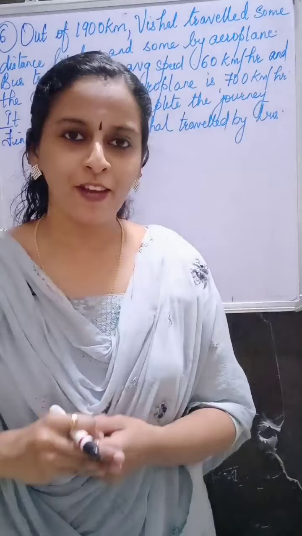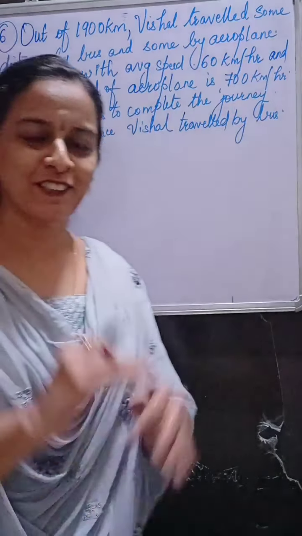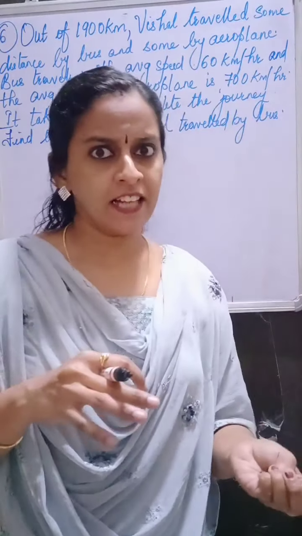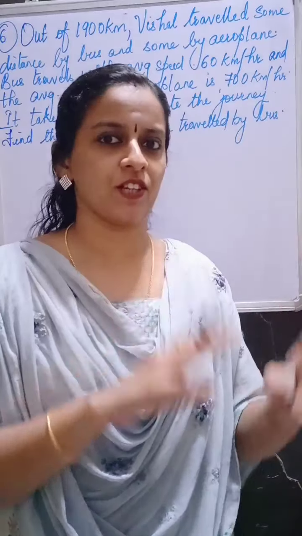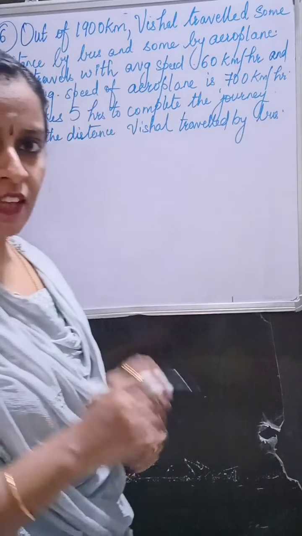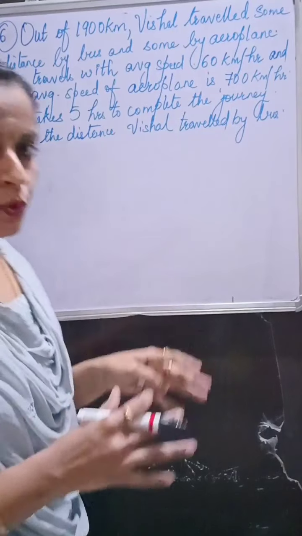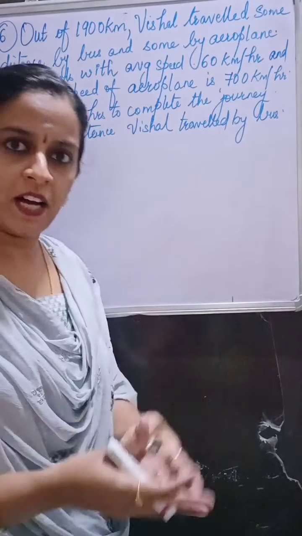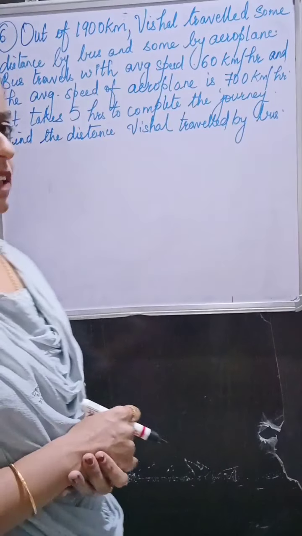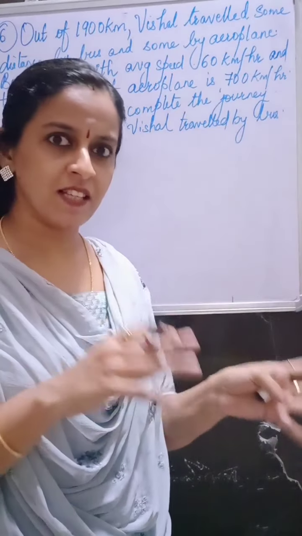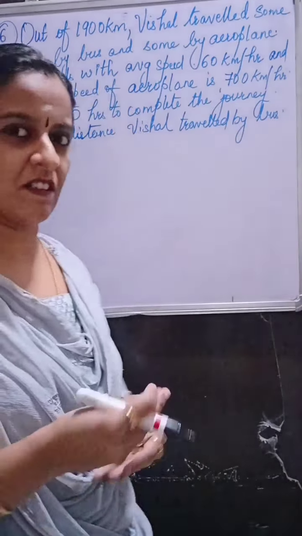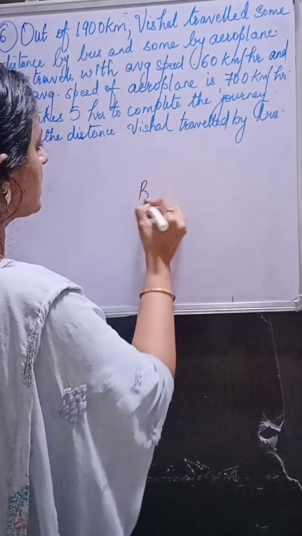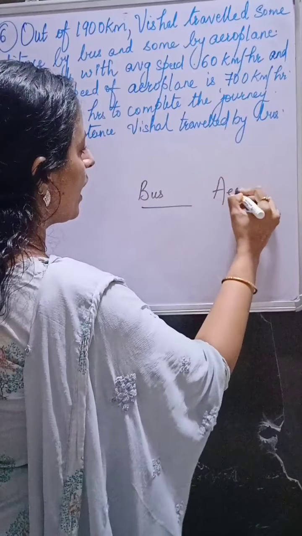Okay, children, so now we have reached the last sum of this practice set. This is also very interesting. Don't look at the size of the sum. Read the question, understand the meaning of the question and form the equation. So this is about out of 1900 kilometer, Vishal travelled some distance by bus and some distance by aeroplane. Maybe a little short of money. So Vishal is travelling some distance by bus and some distance by aeroplane.